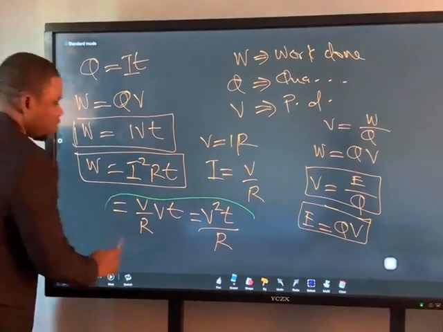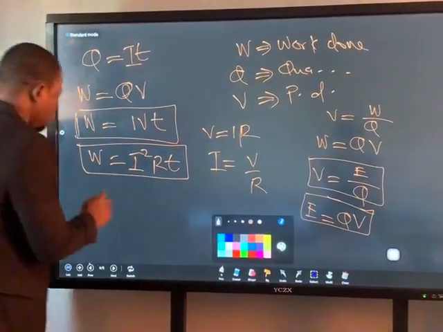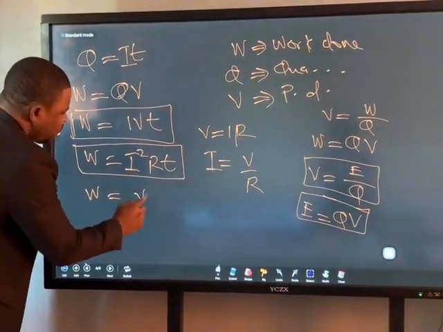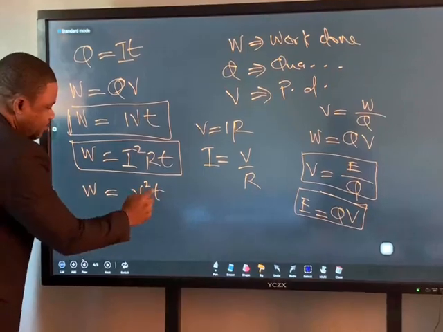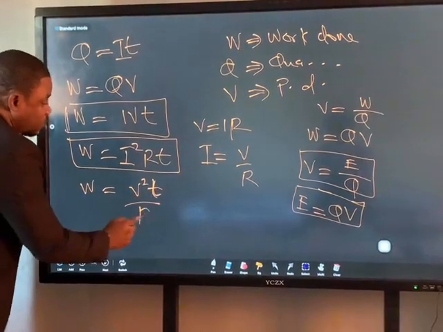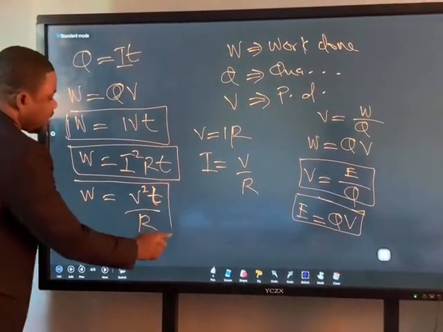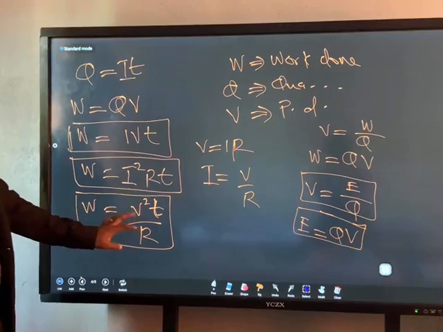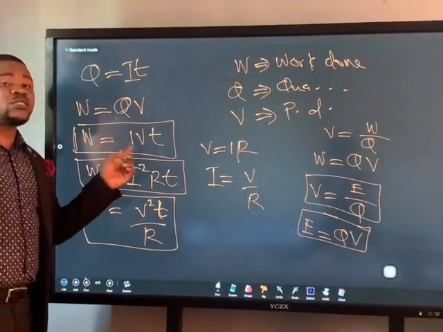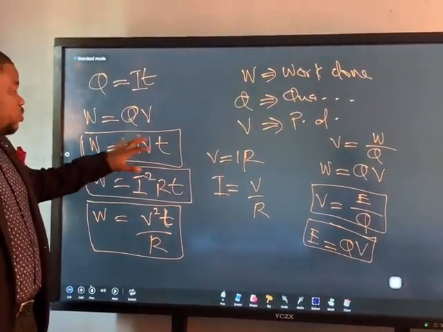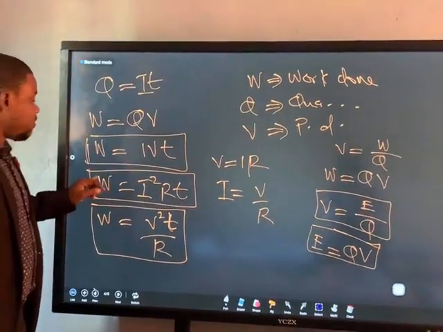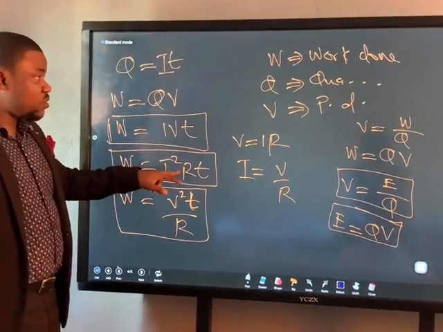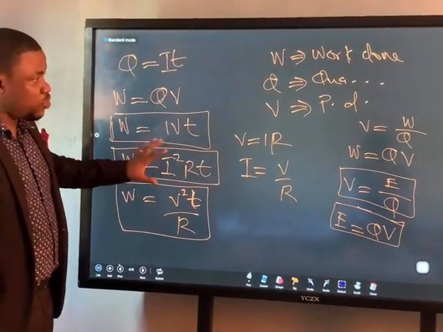So I'm having a third formula here, which means that the same work done is equal to V squared times time, all over R. So in case you are given the PD and resistance, you can use this. If you are given current and the PD, you can use this with time, of course. Then if you are given work done, current and resistance, you can use this formula.